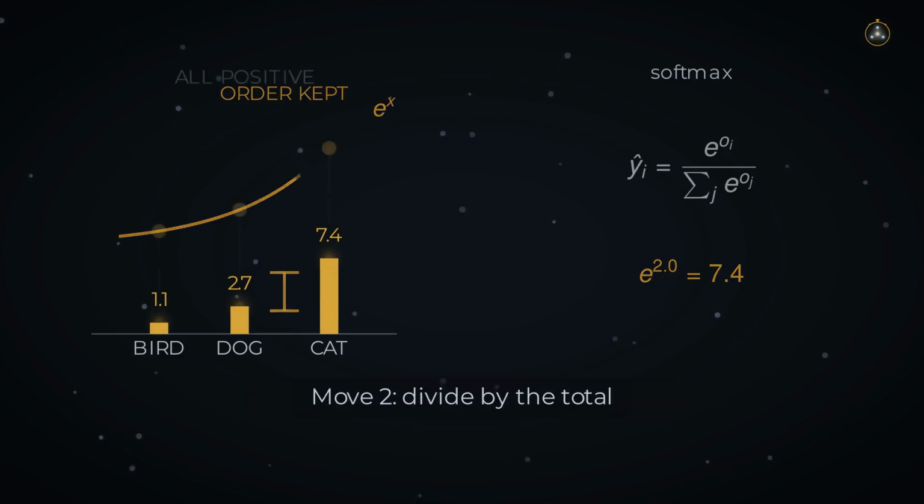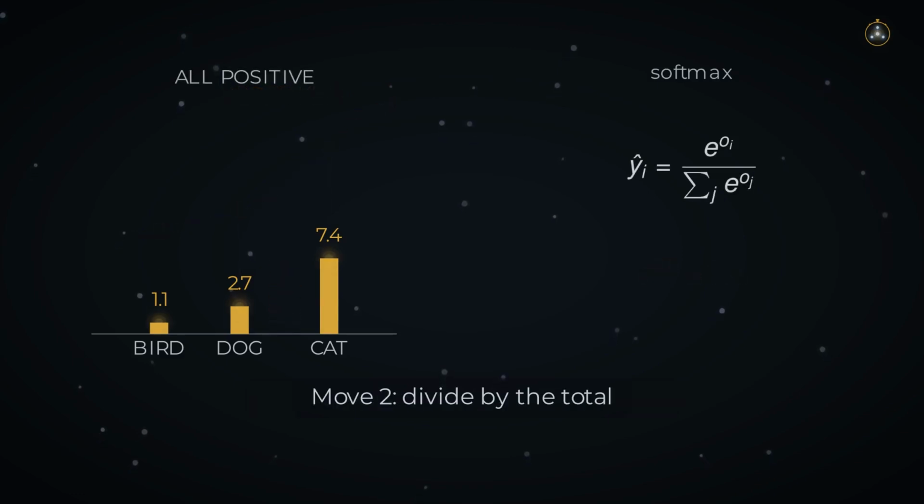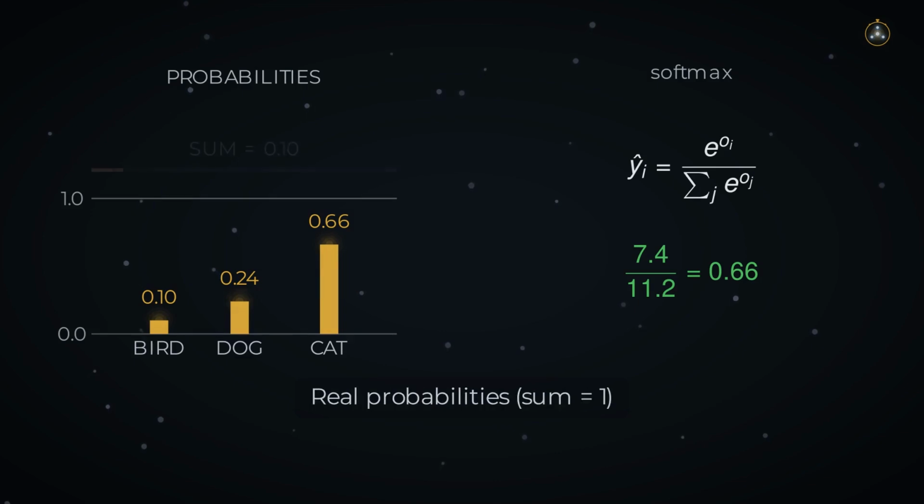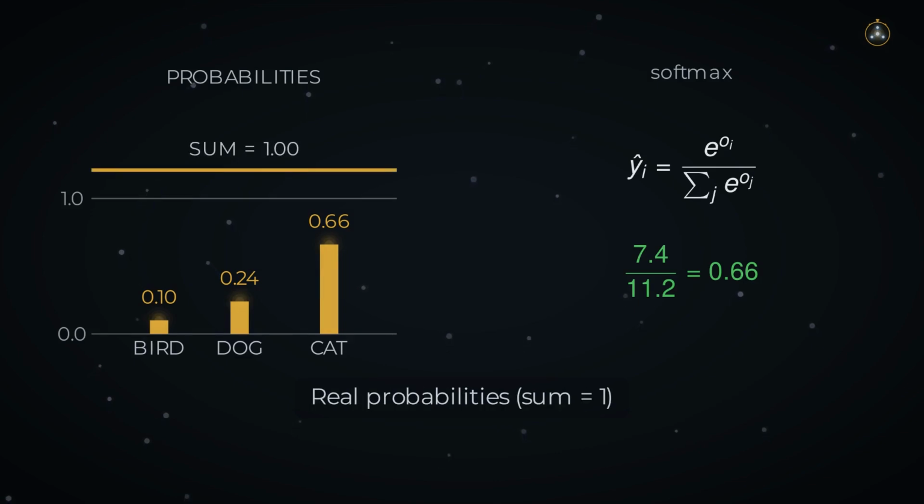Move 2. Add up all 3 and divide each by that total. Every bar drops into the 0 to 1 range. Now watch. Every bar lands between 0 and 1, and together they sum to exactly 1. A real probability distribution at last. This recipe has a name, Softmax. Each score goes through e to the power, then we divide by the total.